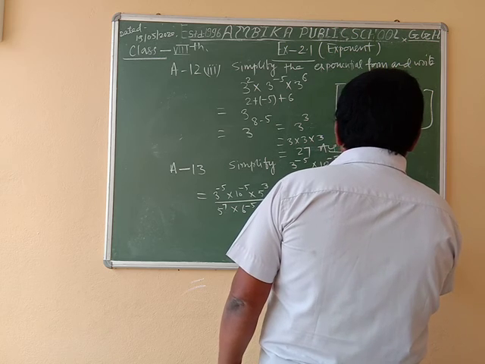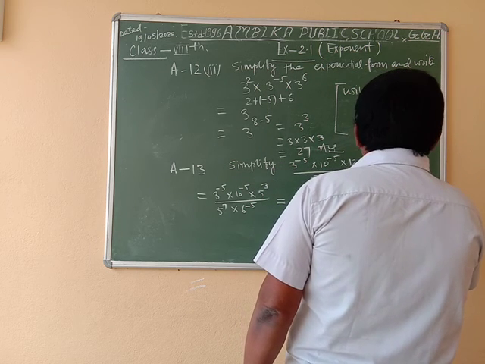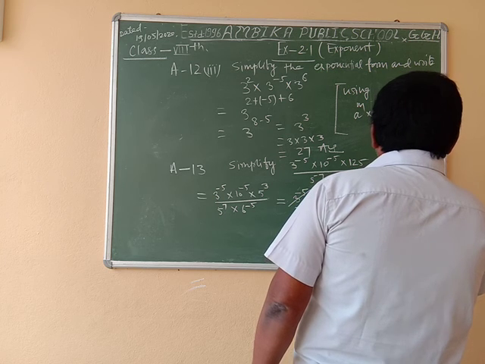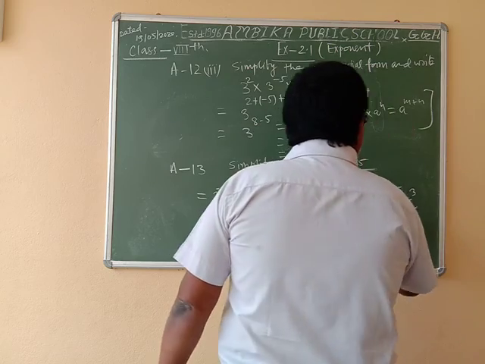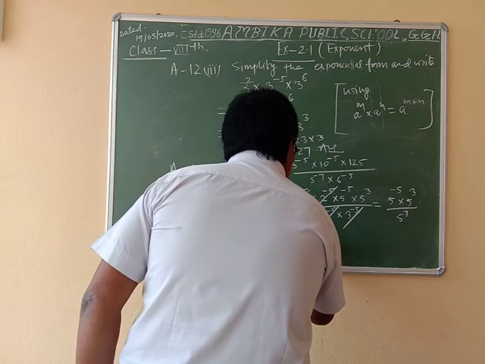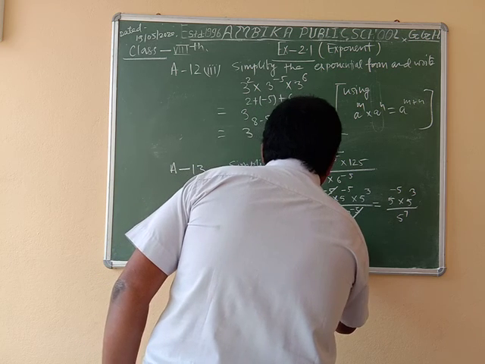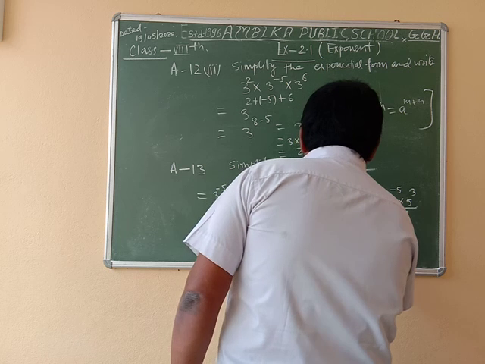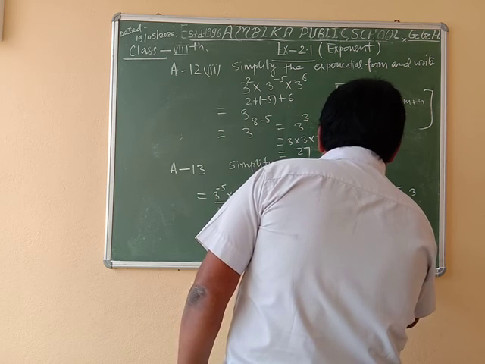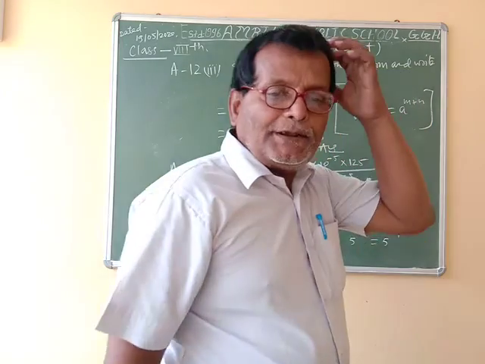Is equal to 5 to the power minus 5, 5 to the power minus 5 into 5 to the power 3 by 5 to the power 7 is equal to 5 to the power minus 5 plus 3 divided by 5 to the power 7 is equal to 5 to the power minus 2 by 5 to the power 7 is equal to 5 to the power minus 2 minus 7 is equal to 5 to the power minus 9.